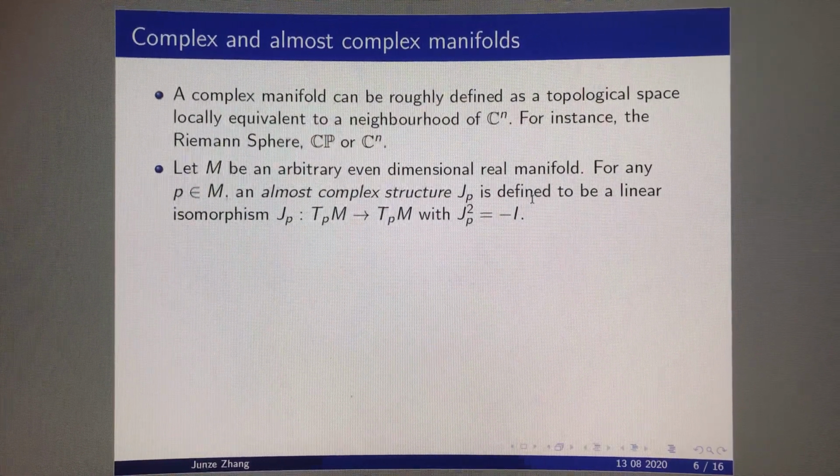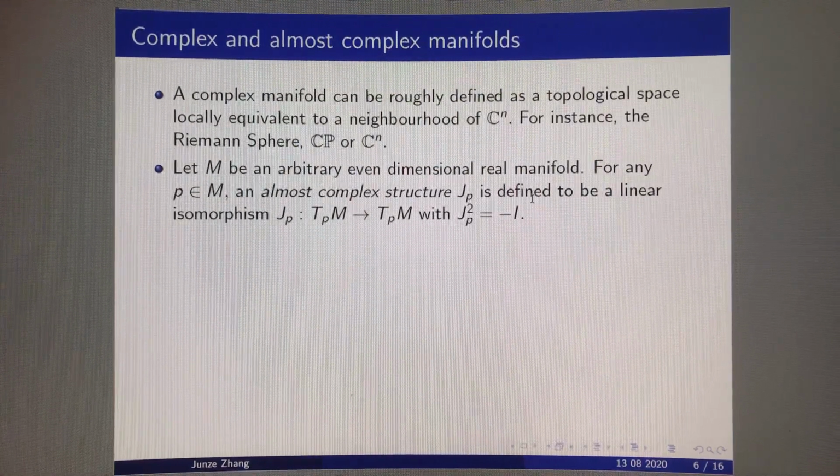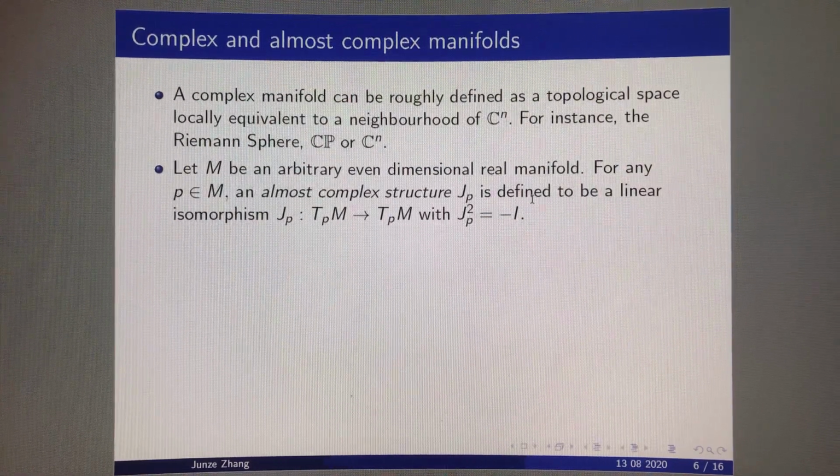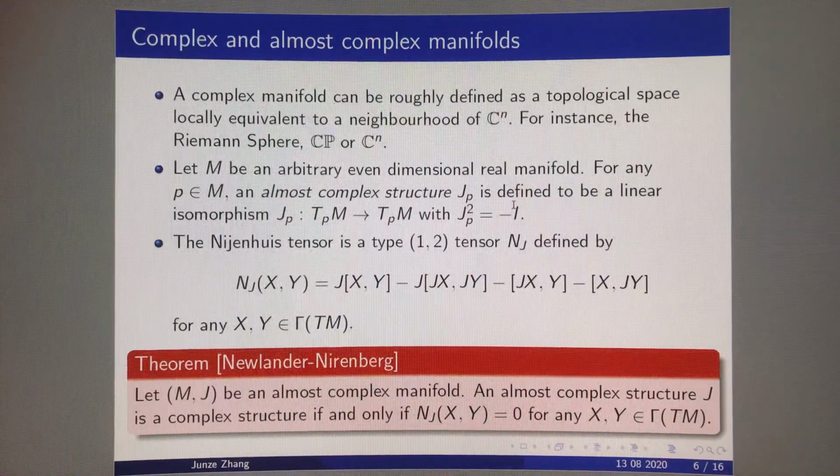A real manifold that admits this structure is called an almost complex manifold, but notice that an almost complex manifold is not yet a complex manifold. For example, the six-dimensional sphere S6 admits an almost complex structure, but is not a complex manifold. In order to make an almost complex structure become a complex structure, we need to use the following theorem, called the Newlander-Nirenberg theorem. This theorem states a necessary and sufficient condition for an almost complex structure to be a complex structure.